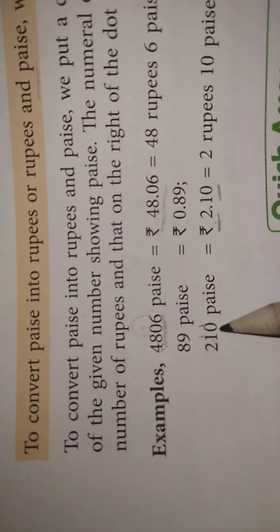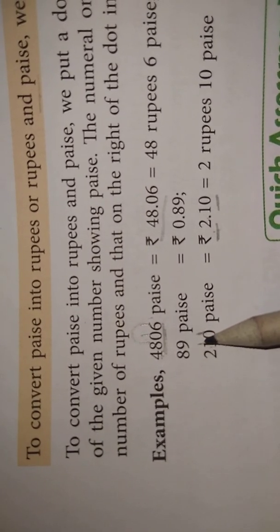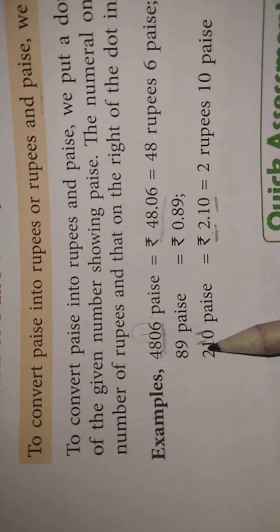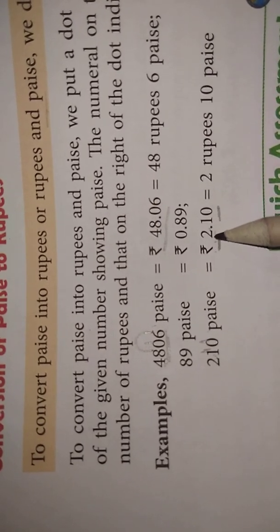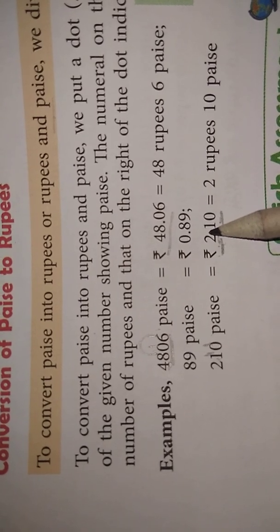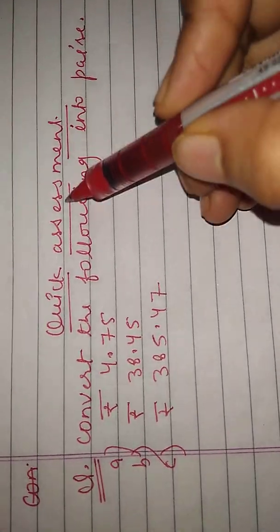Now look here, so from right we will leave 2 places, 2 digits, and then we will put the dot. So this will become rupees 2 and 10 paise. This dot actually separates the rupees from the paise. Now look here, quick assessment.